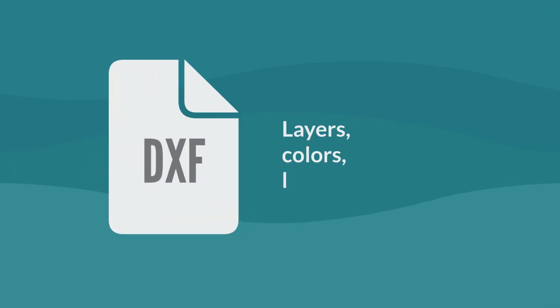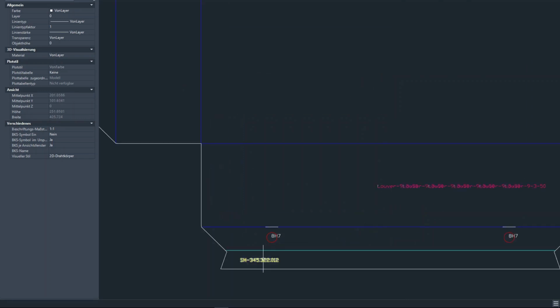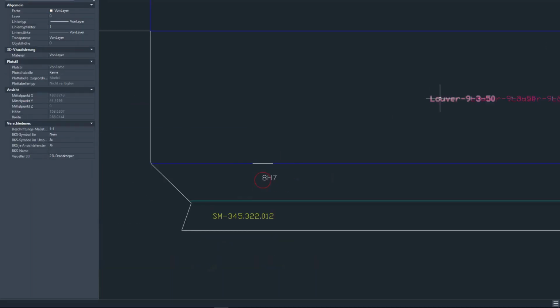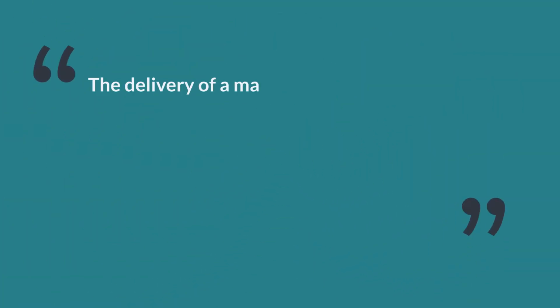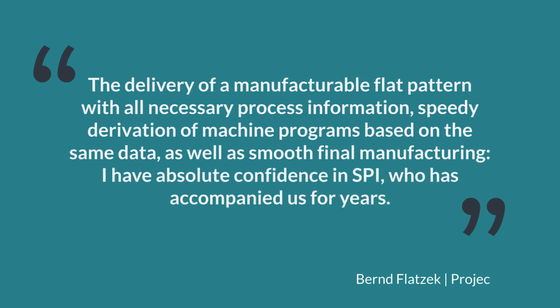The attached information is transferred correspondingly to your chosen output format, so that the manufacturing information can be evaluated in the CAM system without any further work steps. SPI Sheet Metal Solutions will ensure an integrated process chain from the first design draft to unfolding and manufacturing.